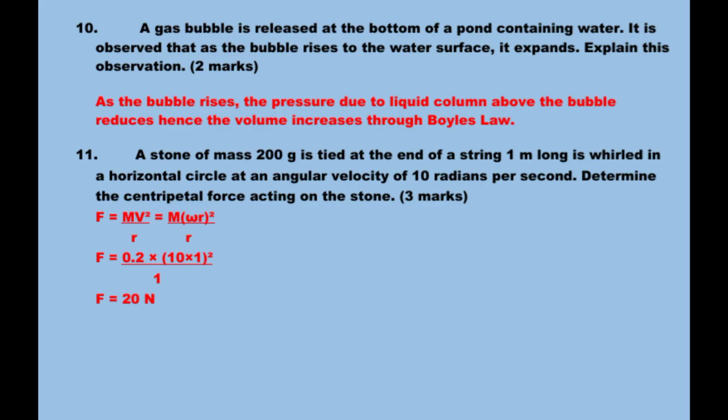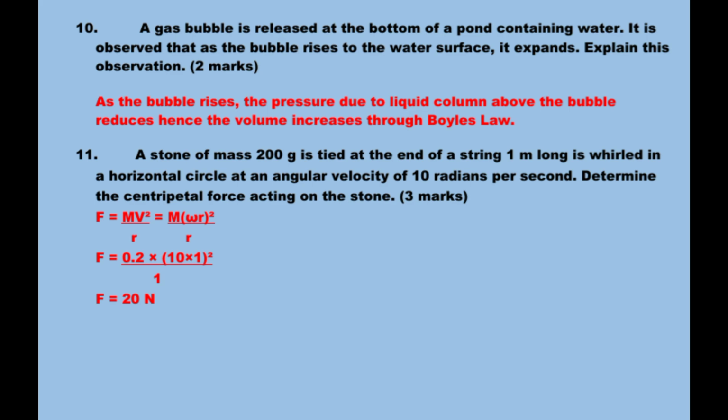A stone of mass 200 gram is tied at the end of a string 1 meter long, and is whirled in a horizontal circle at an angular velocity of 10 radians per second. Determine the centripetal force acting on the stone. So we have a stone of mass 200 gram, the length of the string 1 meter. The length of the string is also the radius of that circle, and then we are told it is whirled at an angular velocity of 10 radians per second. So we have the mass, radius, and also the angular velocity.